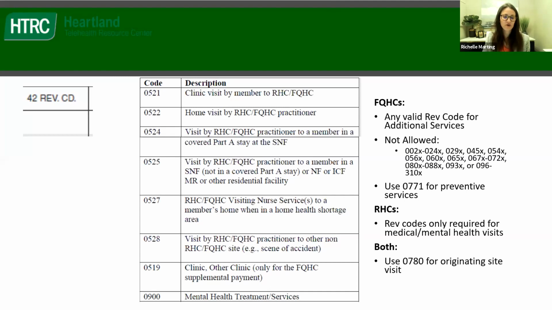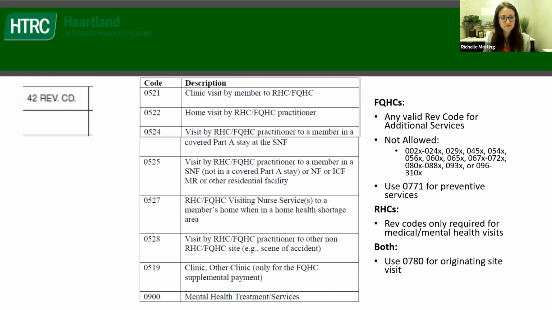For FQHC, though, you can use any valid revenue code. These are just examples. You can use any valid revenue code for the additional items and services that are being billed, with a few exceptions. So I won't read all of these, but one thing I may suggest, if you have the option to put edits or alerts or errors into your billing system, you may have one that has logic, something like, if payer is Medicare, then don't allow these revenue codes on the claim because Medicare doesn't allow them to be billed for FQHCs.